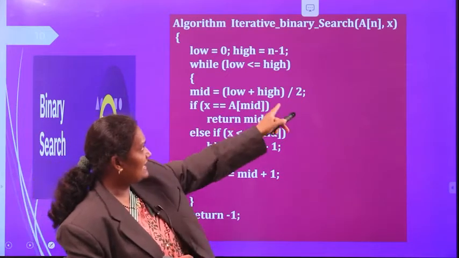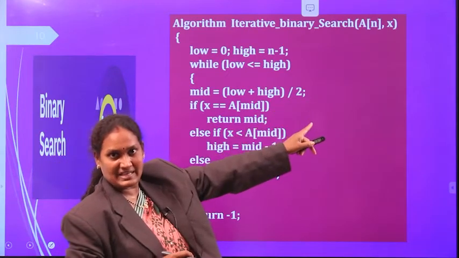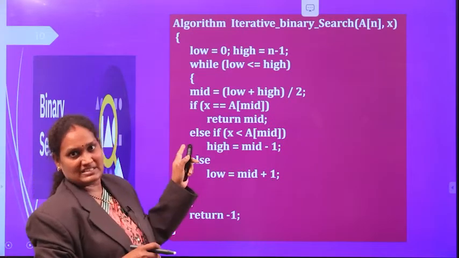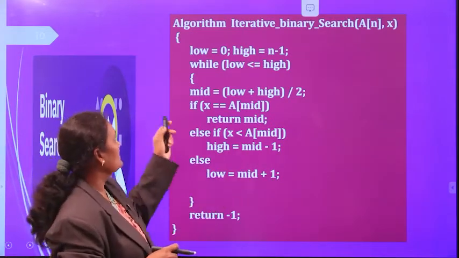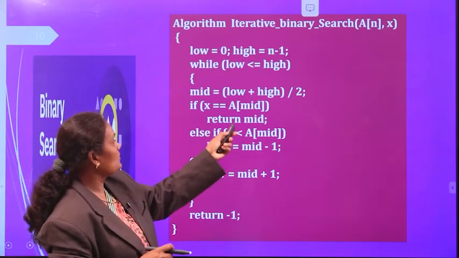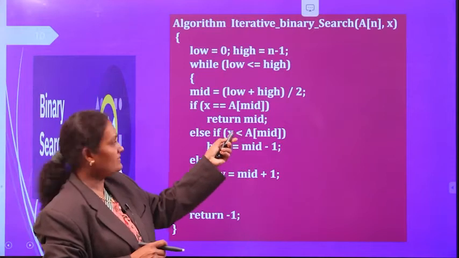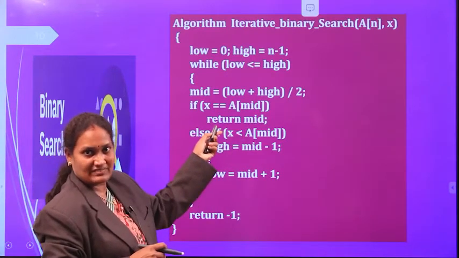Since we have taken an array A which contains n elements, the index values are represented from 0 to n minus 1. While low is less than or equal to high, what we are doing? Mid is equal to (low plus high) by 2. There we are finding the mid value to divide the given array.